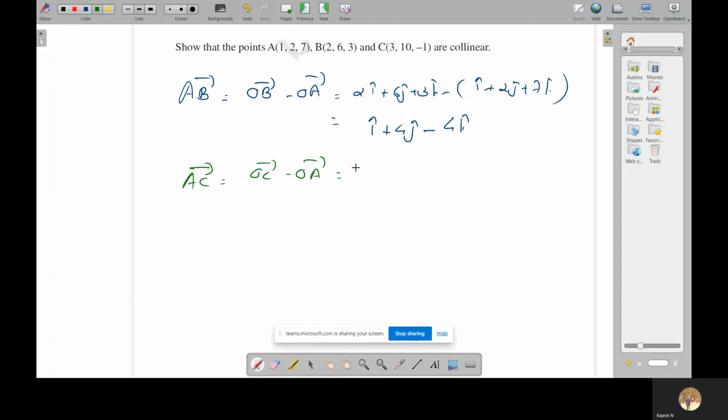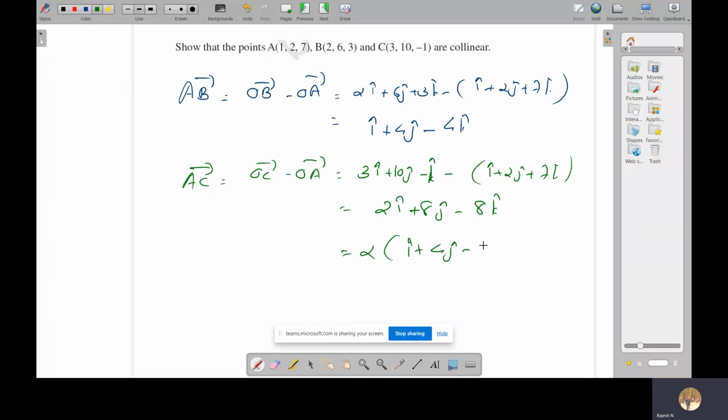Minus OA. So 3I cap plus 10J cap minus K cap minus OA is what? I cap plus 2J cap plus 7K cap. So what is it? 2I cap plus 8J cap minus 8K cap. If you take 2 outside, 2 into I cap plus 4J cap minus 4K cap. What is it? 2 into vector AB.